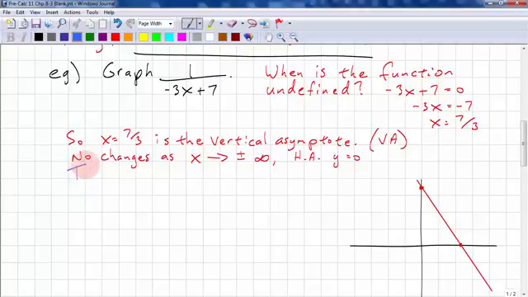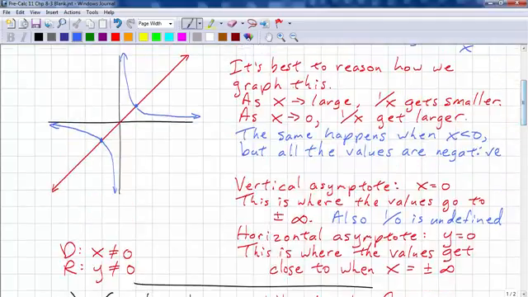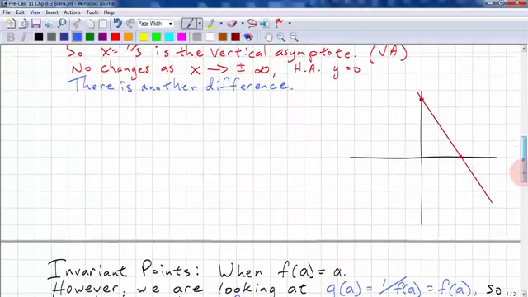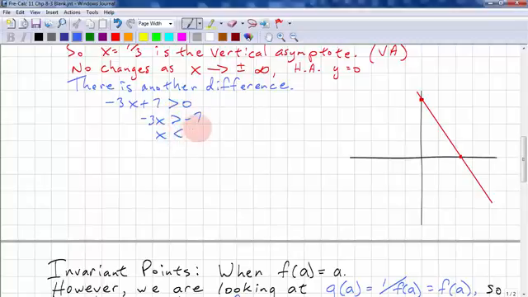There's also another difference, and we're talking about a difference from the previous function. Negative 3x plus 7 is greater than 0. So negative 3x is greater than negative 7, so x is less than 7 over 3. This means we're getting positive values when we're moving in this direction.